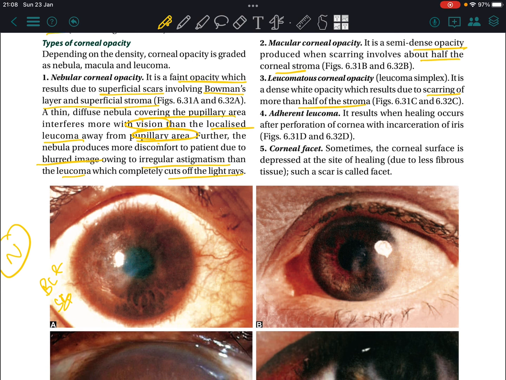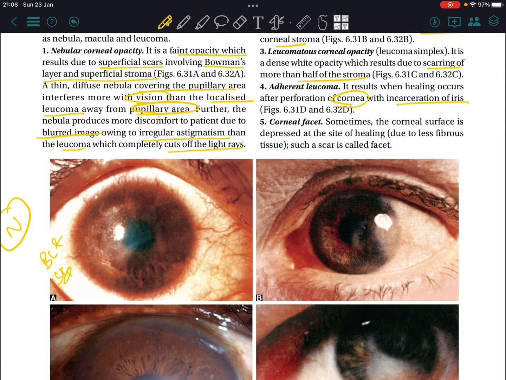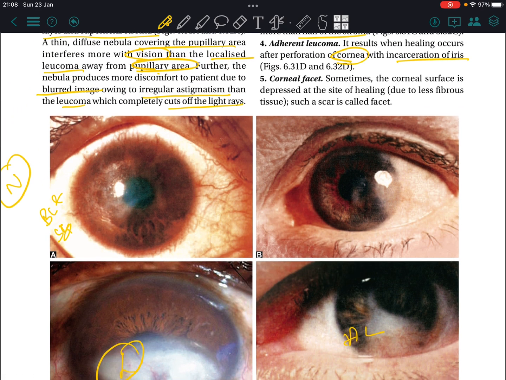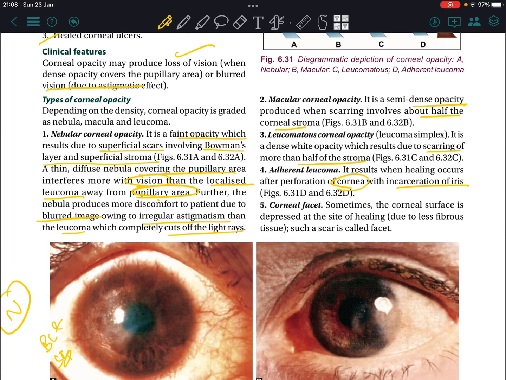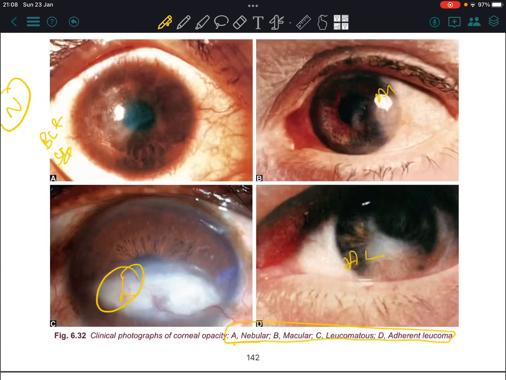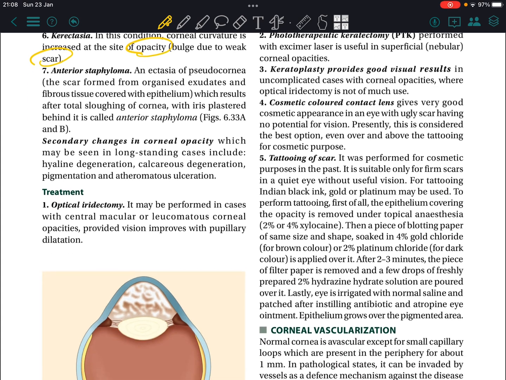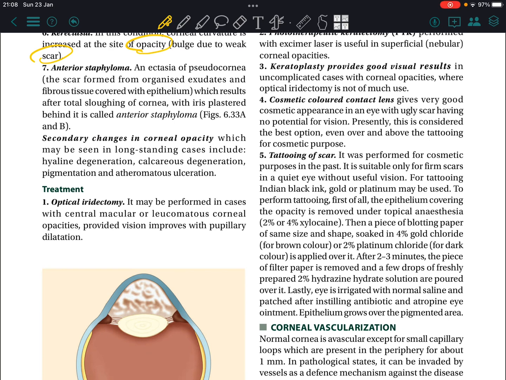Adherent leukoma is healing that occurs after perforation of the cornea with incarceration of the iris. Keratectasia: in this condition, corneal curvature is increased at the site of opacity, a bulge due to weak scar. Anterior staphyloma and ectasia of pseudocornea.